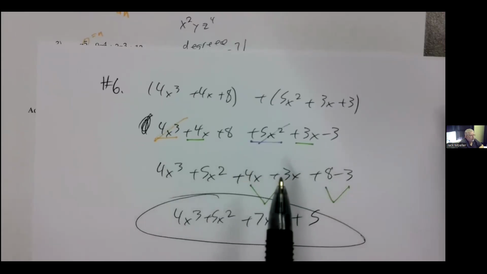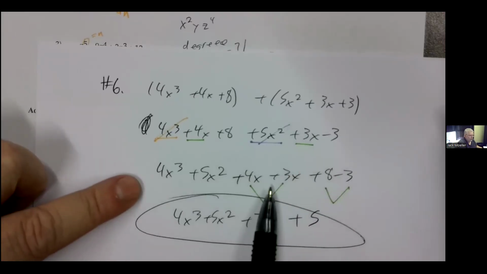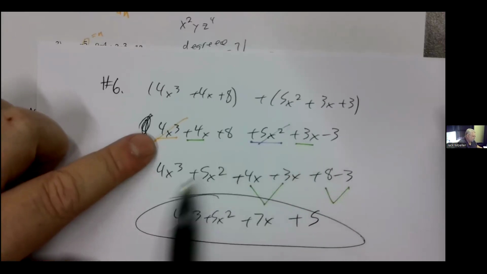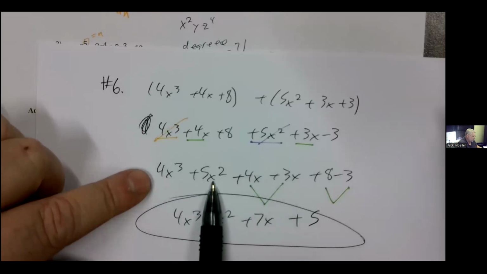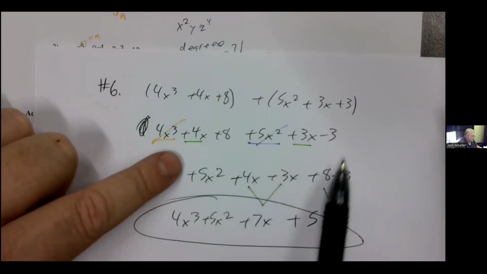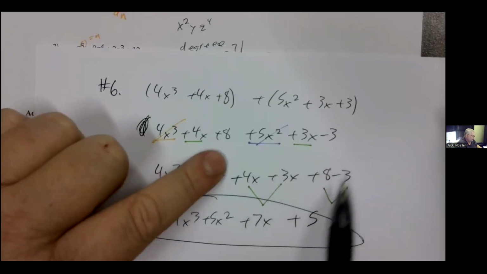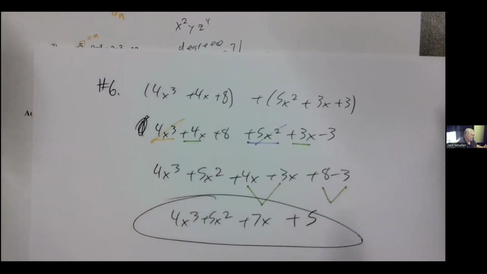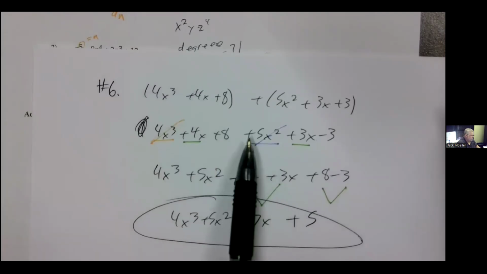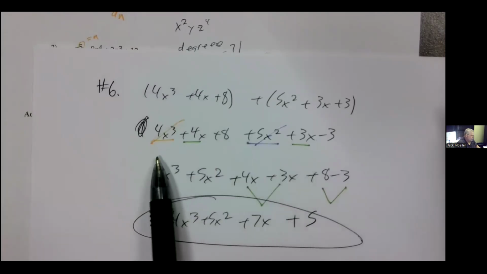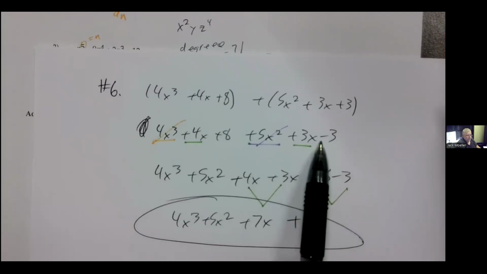Some students find it helps to rewrite this before you add or subtract, and your rewriting ends up being the same way: start with your cubes, that's the only cube, then your squares, then you go to your x's and put your x's together, and you end with your constants. If you're rewriting these, put your like terms together and make sure you don't lose your signs. Like on this one, the only thing that should be negative is that 3.